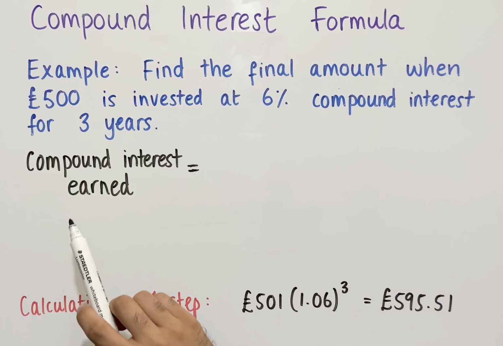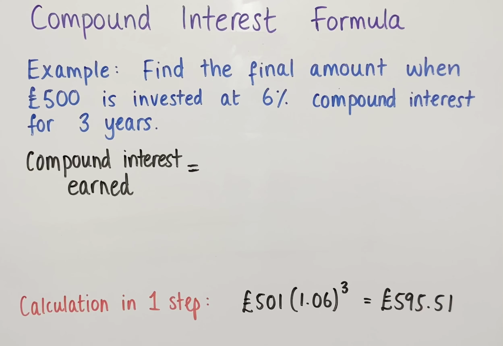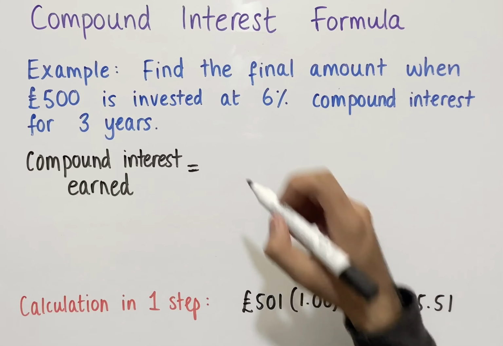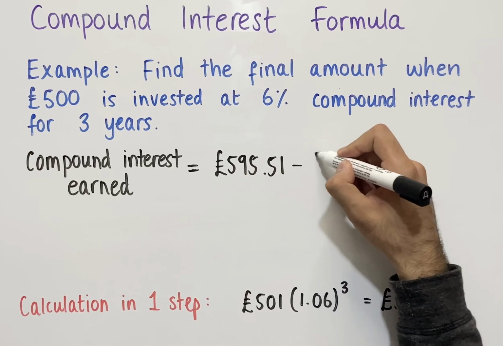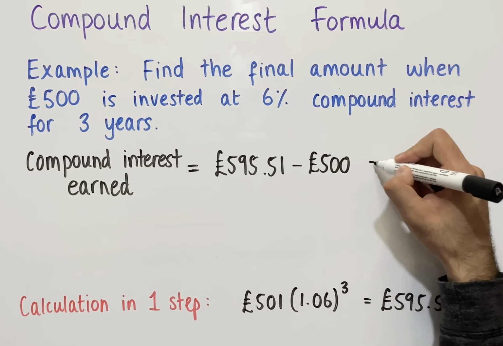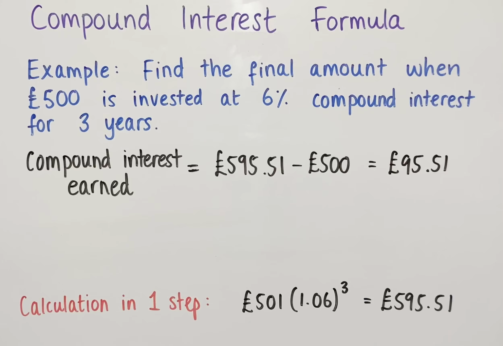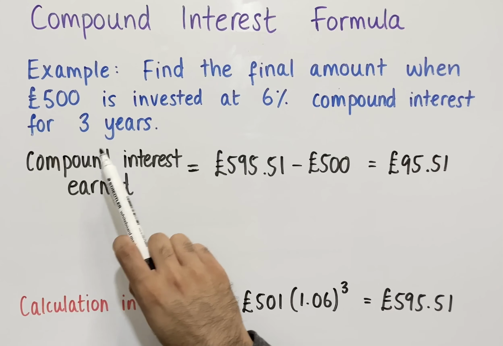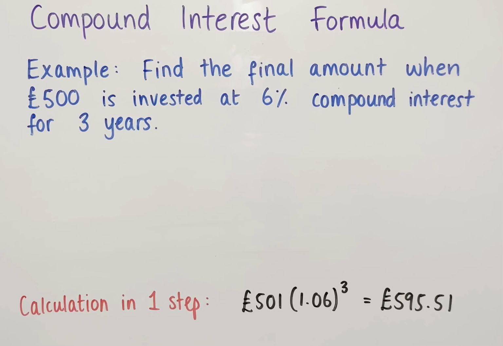If we wanted to work out the compound interest earned from an initial investment of £500, we could do the following. So the compound interest earned is equal to the final amount, which in this case was £595.51, minus the initial amount. So taking away 500 from £595.51, we end up with £95.51. So the compound interest earned on this investment after 3 years at a compound interest rate of 6% is £95.51.